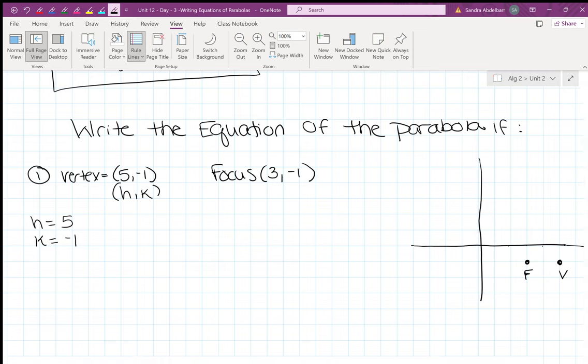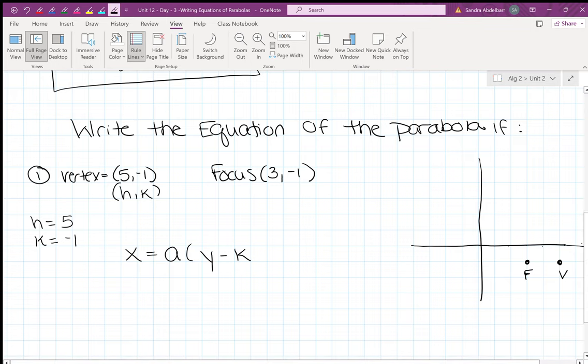Since this is my vertex and this is my focus, is my parabola going to be to the side or is it going to be vertical? Side, because if it were vertical, my focus would be above it or below it, right? So this has to be a sideways parabola. Since this has to be a sideways parabola, we are at x equals a times the quantity of y minus k squared plus h. So we have x is equal to a times y minus, so plus 1 squared plus 5.